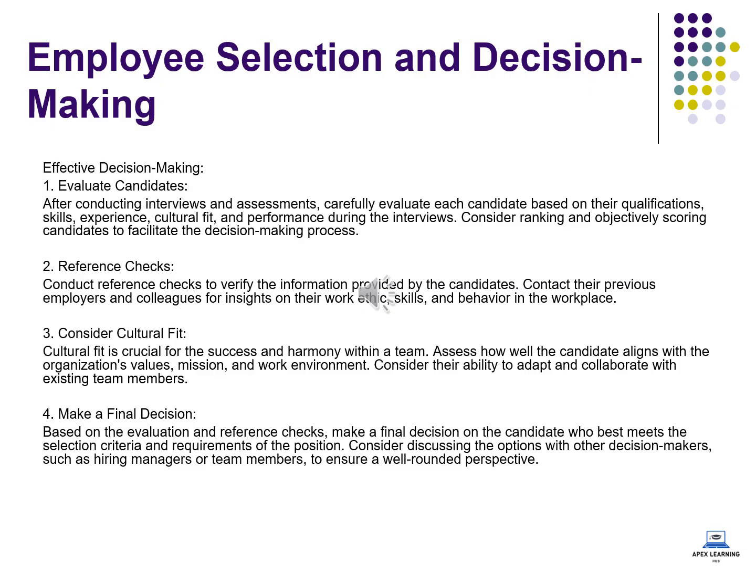In conclusion, selecting the right employees requires a strategic and thoughtful approach. By clearly defining the selection criteria, conducting thorough evaluations, and considering cultural fit, you can make informed decisions that enhance your organization's success. Remember, the employee selection process is a continuous learning journey, and periodic assessments and adjustments can help refine the process and improve future selection outcomes.